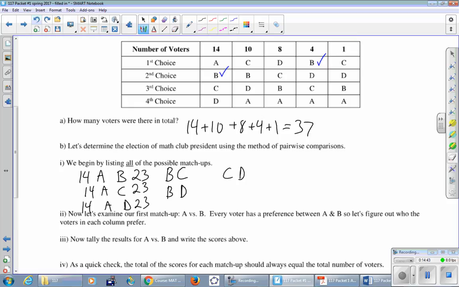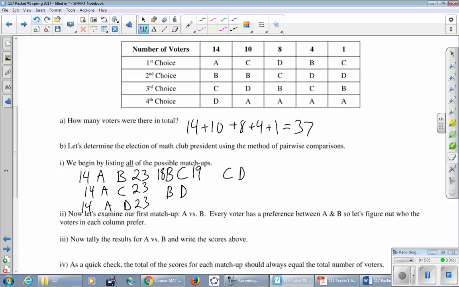So just looking at my check marks, which was only for B, I see 14 and 4, that's 18. So B just got 18 of those. And that means that all the other columns were won by C. So that's 10 and 8 and 1, that's 19. Again, a quick check, 18 plus 19, that's 37, that's correct. So C won that head-to-head matchup, just barely, but they won it.